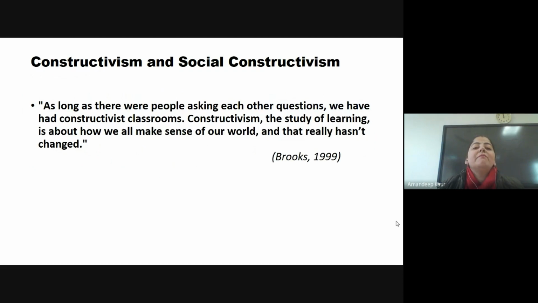As long as there were people asking each other questions, we have had constructivist classrooms. Constructivism, the study of learning, is about how we all make sense of our world; that really has not changed. It means the classes must be full of questions. So the teacher is not just passing information from his or her notes to the notes of the student, but at the same time the teacher is creating an environment where a number of ideas are generating. Students are validating those ideas and using those ideas for the development of knowledge.